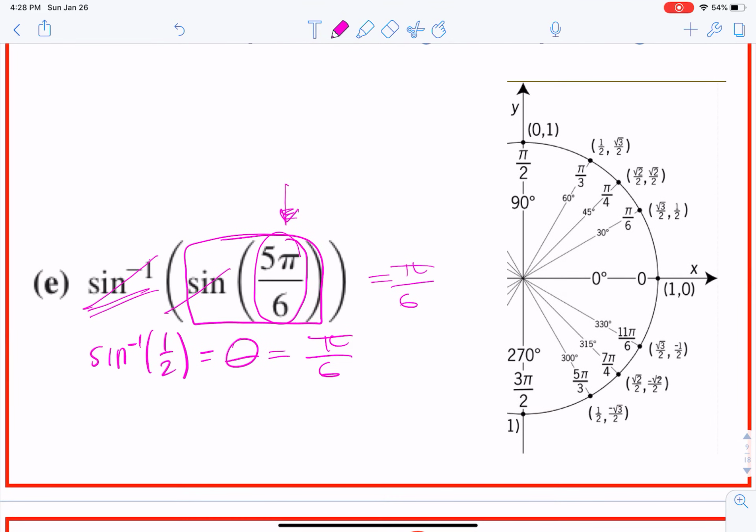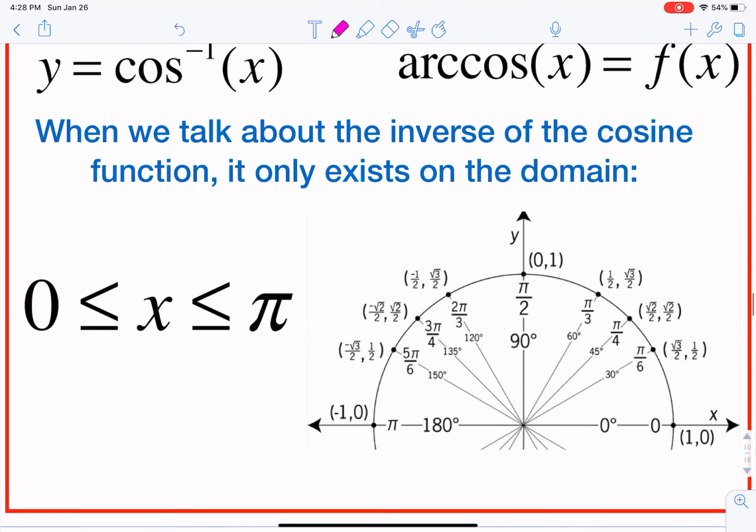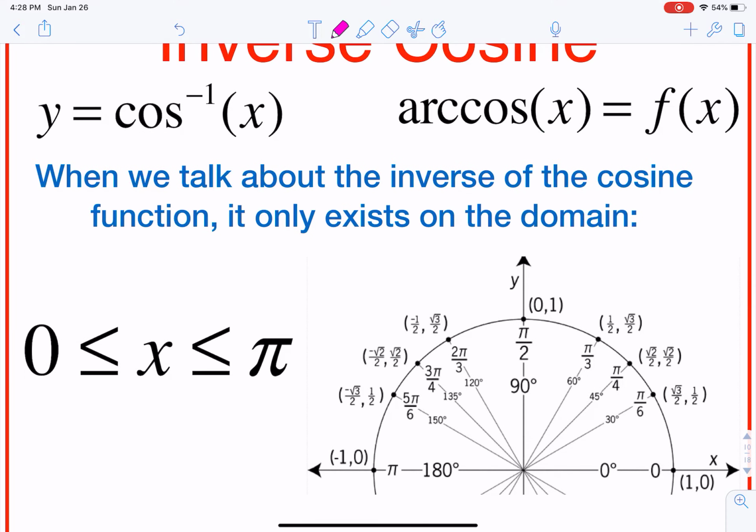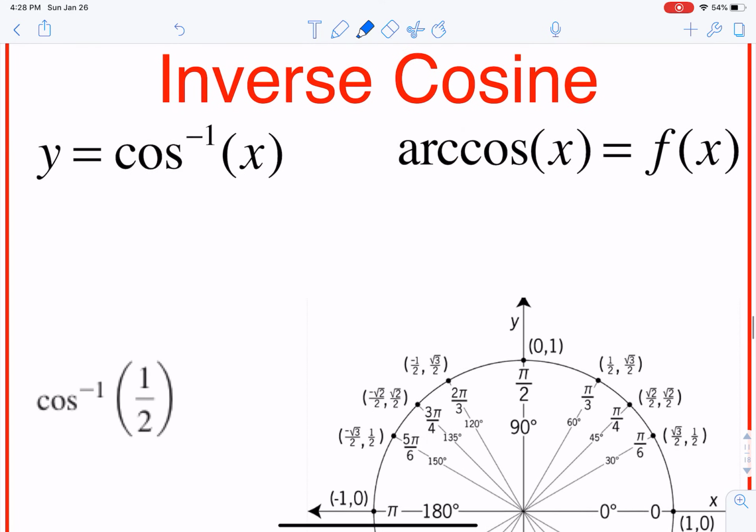So let's take a look at cosine. So like sine is being evaluated between negative pi over 2 and pi over 2, the restricted domain for cosine is from 0 to pi. So let's take a look here. For cosine, we have cosine inverse and we have arc cosine. Again, those will be used interchangeably. And we evaluate the inverse of cosine between 0 and pi. So this is the piece of my unit circle that we're looking at to evaluate here.